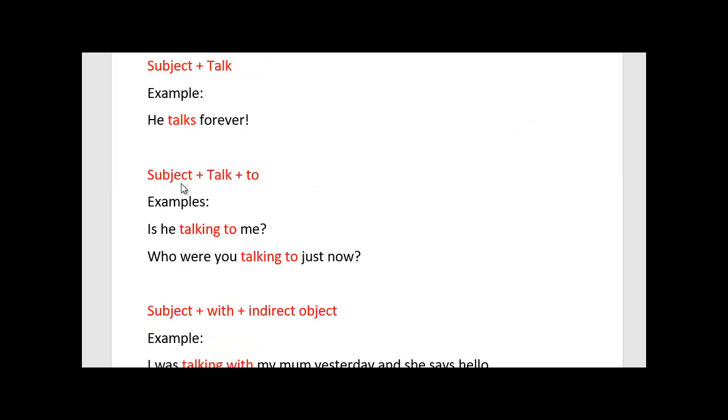Another format, we can say a subject plus talk plus to. So we can say, is he talking to me? So talk with to. Is he talking to me? Okay. Who were you talking to just now? Talking to. All right. That's another format. So we have subject plus talk and subject plus talk plus to.